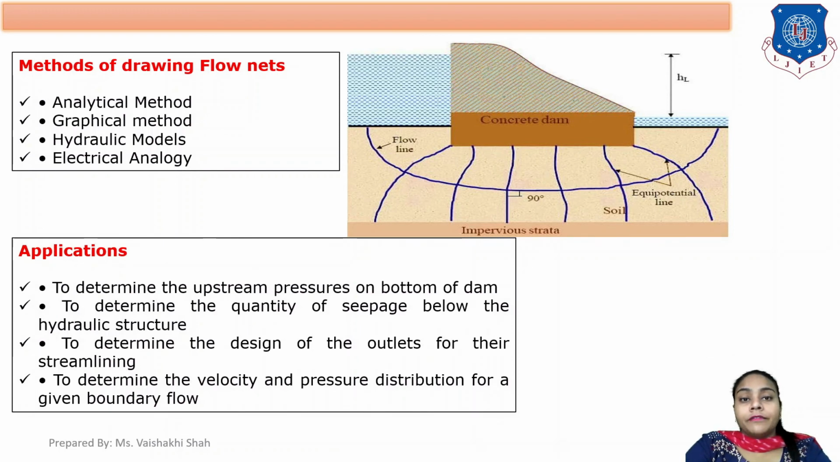There are different applications of flow net also. By using flow net, you can determine the upstream pressure on the bottom of the dam. You can also determine the quantity of seepage below the hydraulic structure. It is useful to determine the design of outlets for streamlining. It is very important for designing any outlet section, and for determining the velocity and pressure distribution for a given boundary flow. So, these are the applications or uses of flow net.